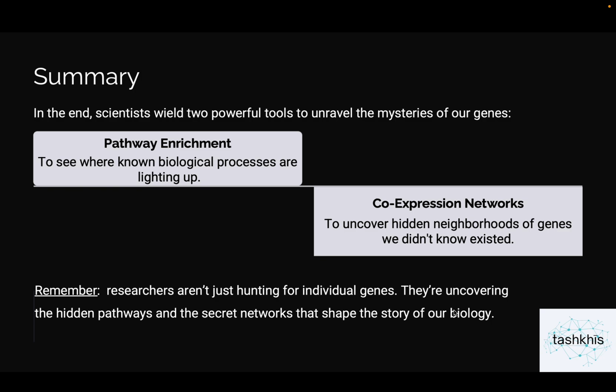So in the end, scientists use two detective tools: pathway enrichment and co-expression networks. Pathway enrichment allows us to see where known biology is lighting up, whereas co-expression networks help us uncover hidden neighborhoods we didn't know existed. Together, they transform overwhelming gene lists into meaningful stories about health and disease. So the next time you hear about researchers finding a new gene signature for a disease, remember, they're not just hunting for individual genes, they're uncovering the hidden pathways and the secret networks that shape the story of our biology.